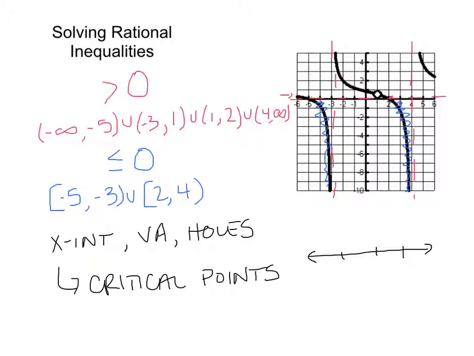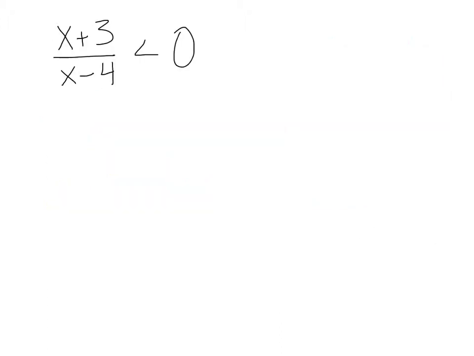So let's look at an example without a graph and see how that works. So here we have the rational x plus 3 over x minus 4, and we want to find where it is less than 0. So what we need to do is find the critical values of this graph. Since it's already related to 0, we don't have to do any work. We can just go ahead and find those things. So the critical points are going to be the x-intercepts, the vertical asymptotes, and the holes.